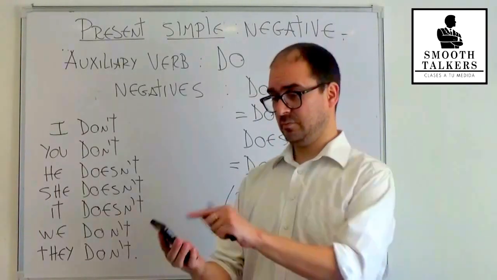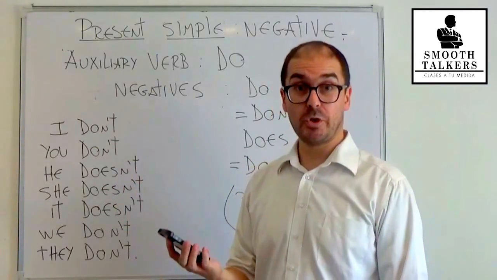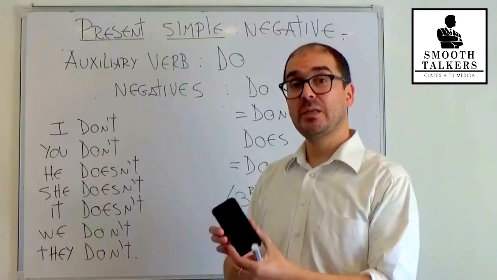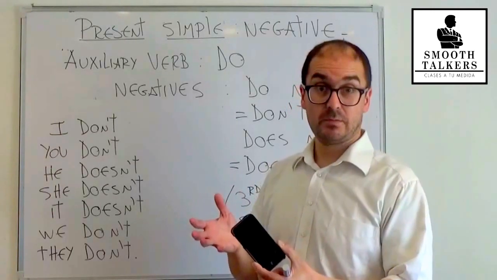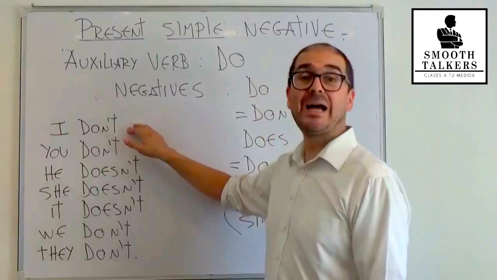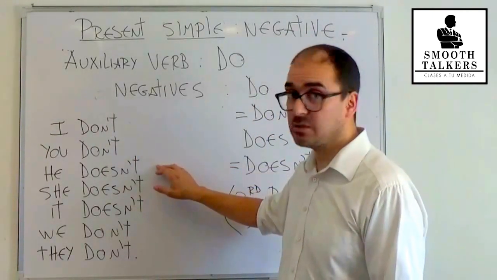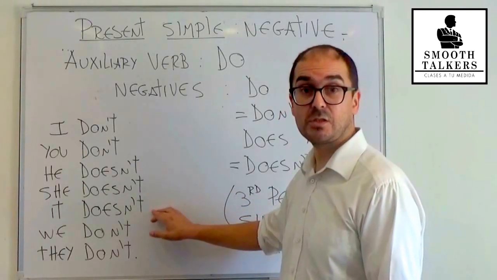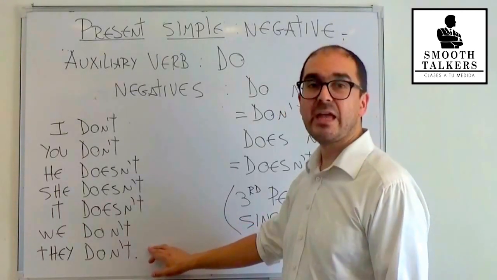For example, it doesn't work. Okay? We can use the verb to work to indicate that machines are not functioning properly. So, one more time. I don't, you don't, he doesn't, she doesn't, it doesn't, we don't, they don't.